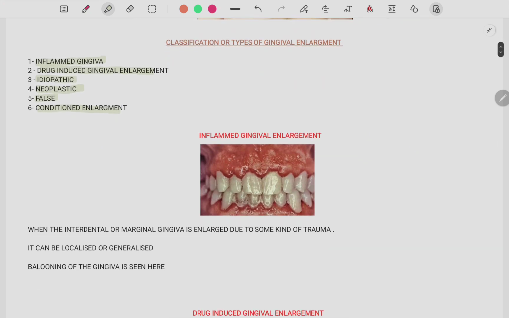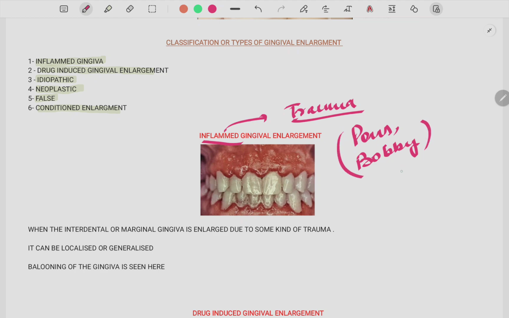Looking at the first one, which is the inflamed gingival enlargement. As the name suggests, inflamed is a condition in which a certain kind of trauma is caused. So what do we do at times? We take pens and pencils, or maybe bobby pins, safety pins, and we start digging our gums. That is a kind of trauma which you are providing to your gums. This trauma can further lead to gingival enlargement, and this is how it looks.